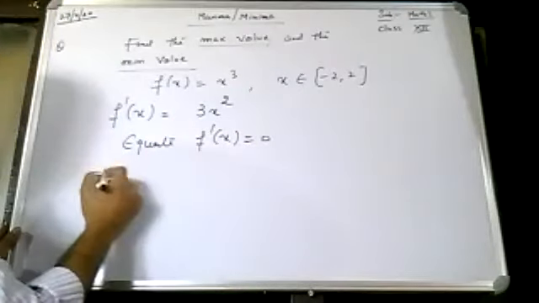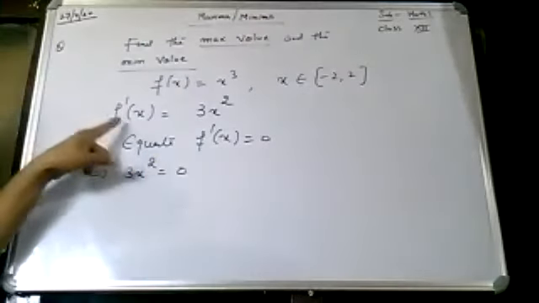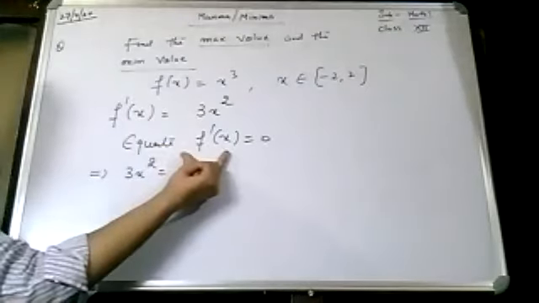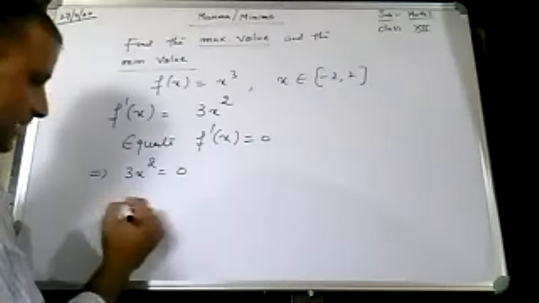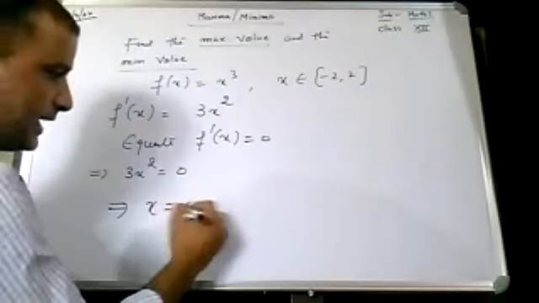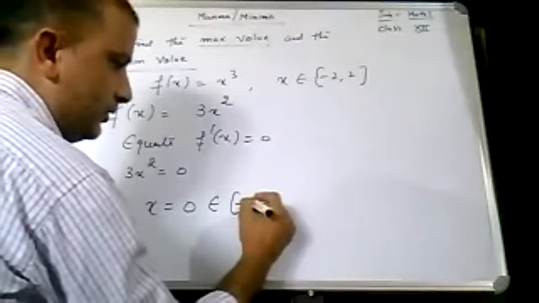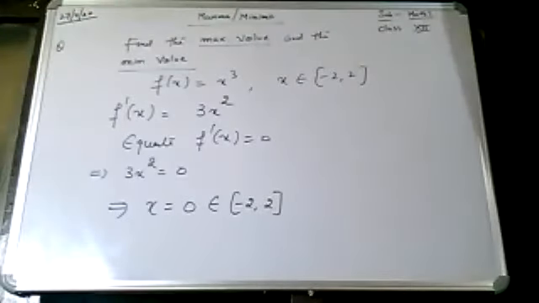This implies 3x square is equal to 0. So equate f dash x is equal to 0, meaning 3x square is equal to 0. What is the answer of x from here? X is equal to 0. 0 should belong to this interval, that is -2 to 2. Clear? So today 0 belongs to this interval.